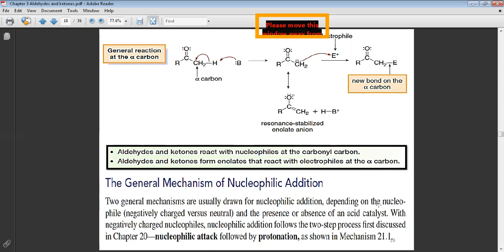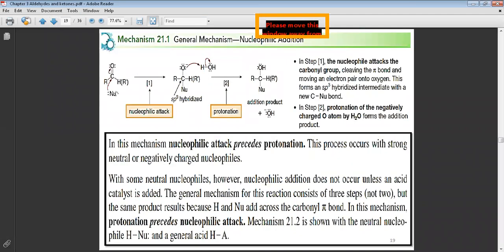With negatively charged nucleophile, addition follows a two-step process, first discussed in the earlier chapter. I give you the mechanism now: nucleophilic attack, followed by protonation. Look, the nucleophile attacks the carbon, gives you negative charge on the oxygen, and then there is protonation. Protonation means the negative charge will take a proton from the water. This process is protonation.